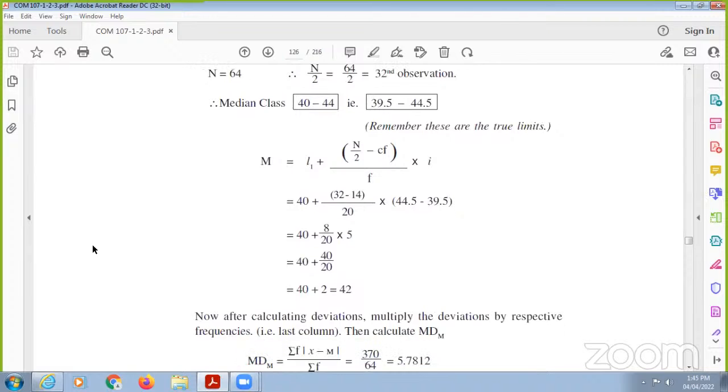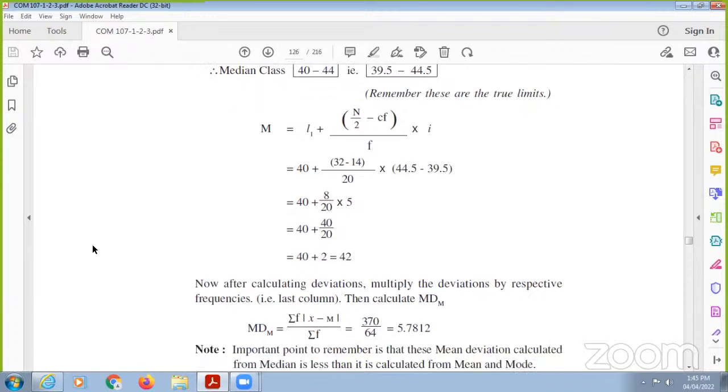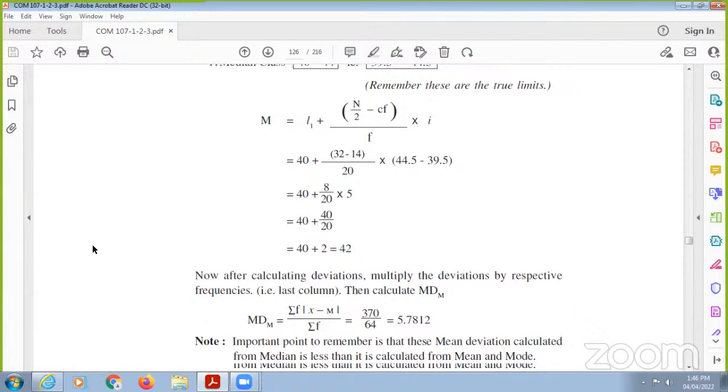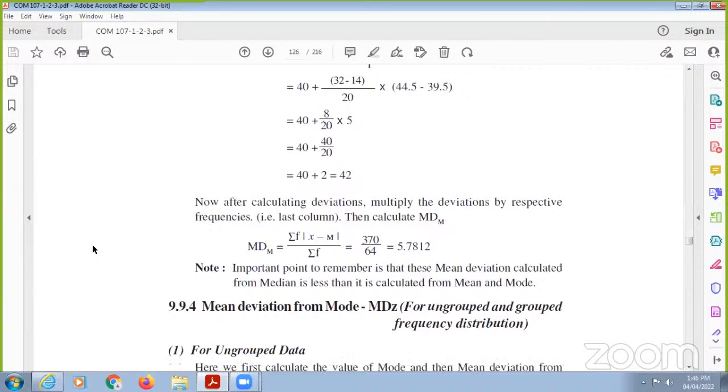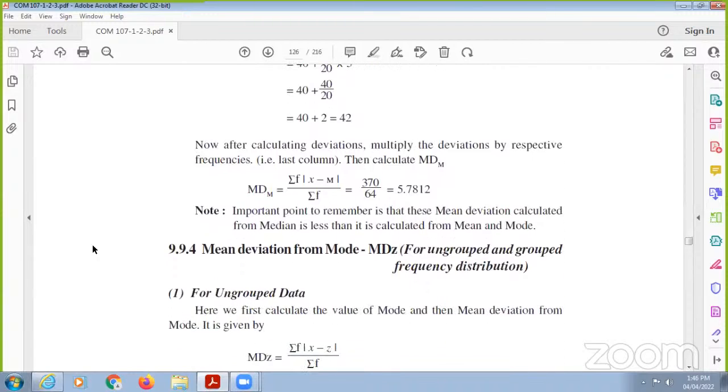Now after calculating the deviation and multiplying the deviation by respective frequency in the last column, then calculate the mean deviation from median. Here summation f into bracket x minus m bracket complete upon summation f is equal to 370, which is the total here, upon 64. That means the answer will be 5.7812 here. Important point to remember is that this mean deviation calculated from the median is less than if it is calculated from mean and mode.